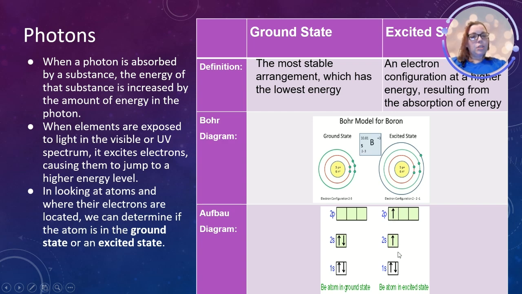So again, you can tell it's in the excited state because generally the easiest way to see it is a not completely filled inner sublevel, and then an electron that's gone ahead and moved what would look prematurely into a higher energy sublevel.